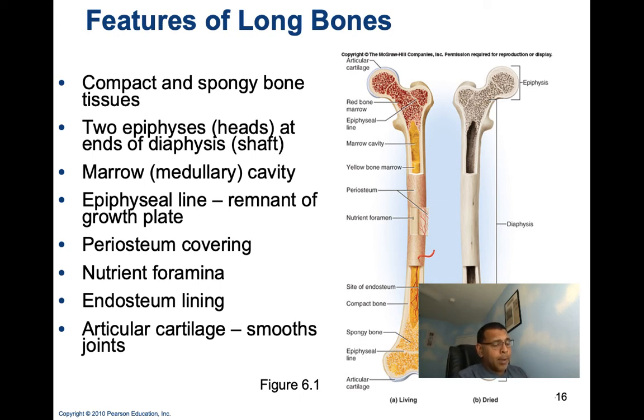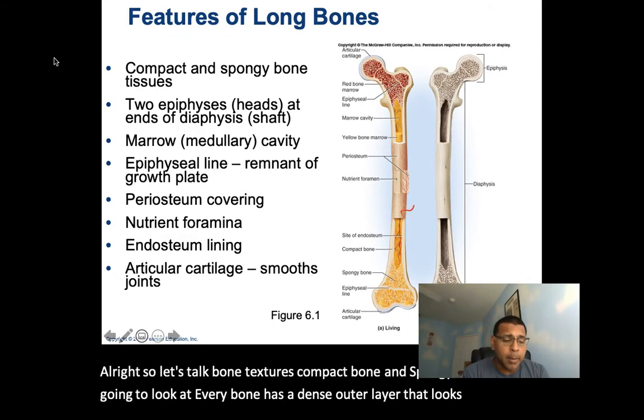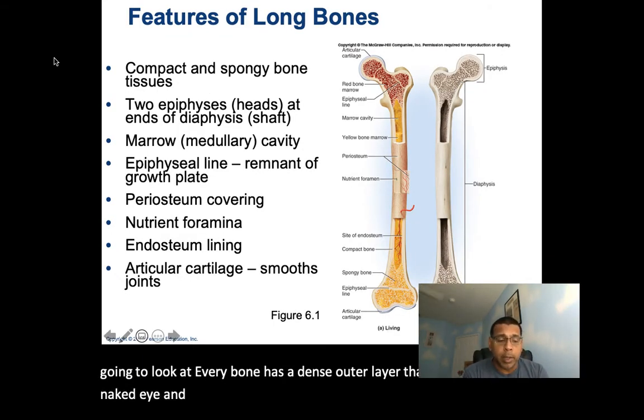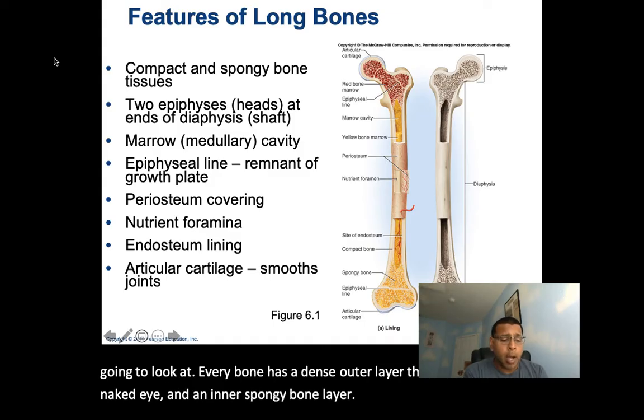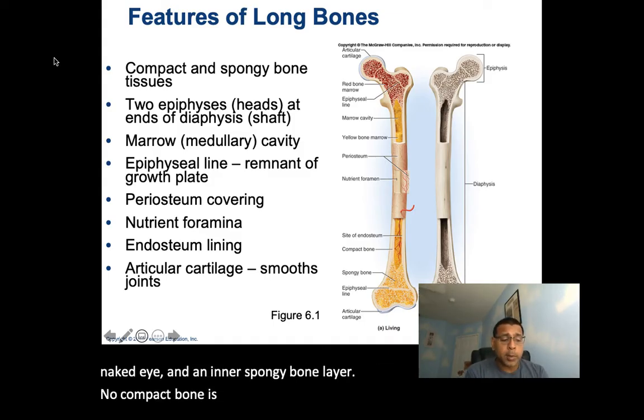Every bone we said is going to have an outer dense layer, and compact bone you can see to the naked eye, and an inner spongy bone layer. Now, compact bone is the external layer, while spongy bone is internal to the compact bone.